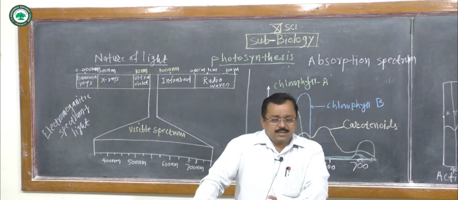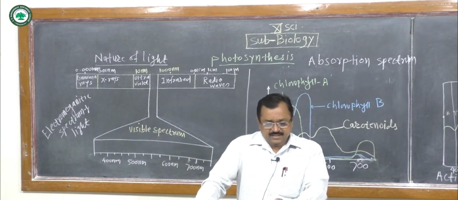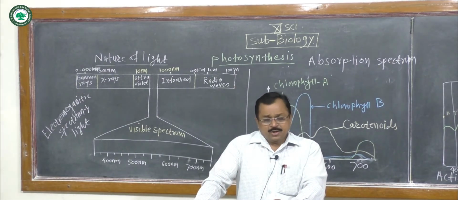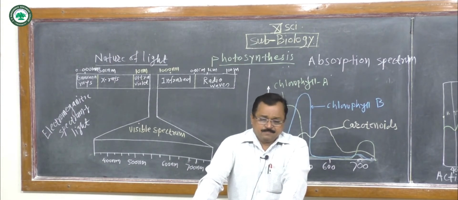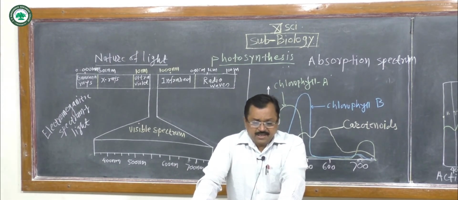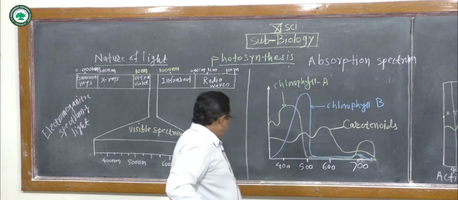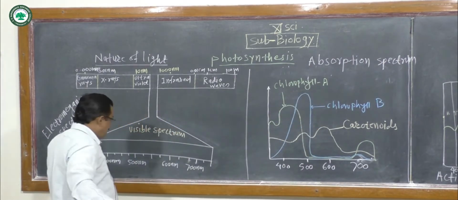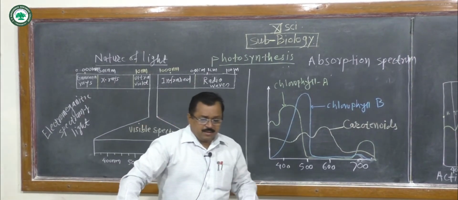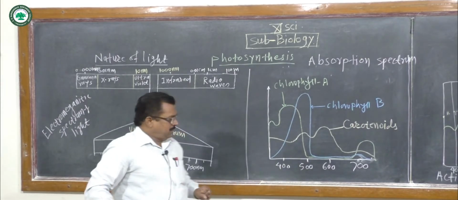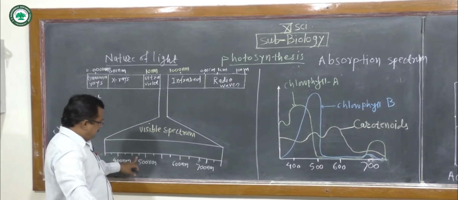You know that light consists of 7 different colors, that is, red, yellow, orange, blue, etc. Then electromagnetic radiation with wavelengths ranging from 300 nm to 730 nm. That is, in between this, electromagnetic radiation is present.